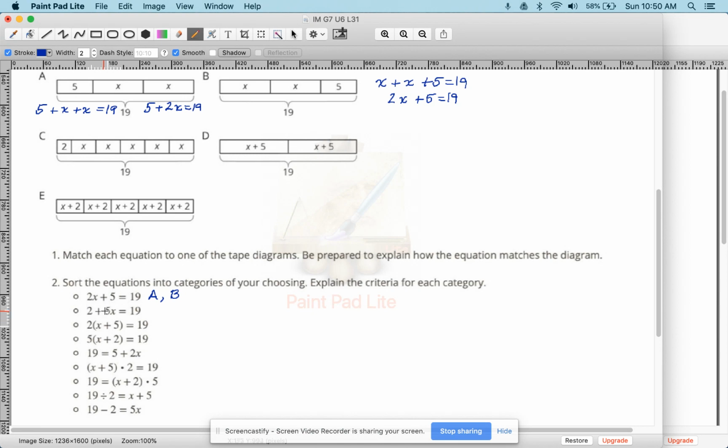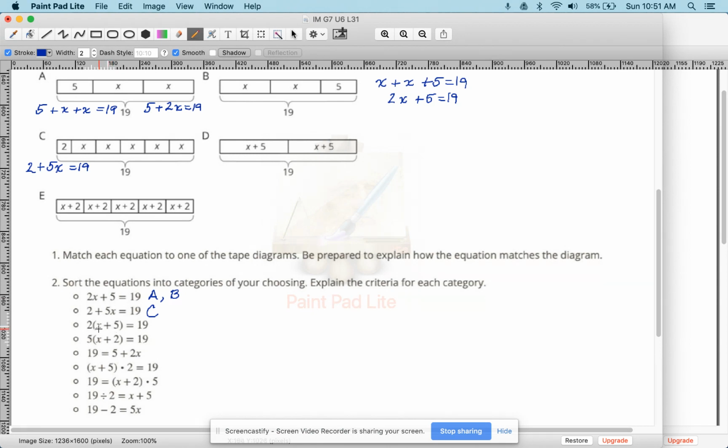We have 2 plus 5 x's. Well, I just saw that somewhere, and it looks like it was C. C has 2 by itself, and it's adding x 5 different times. So instead of x plus x plus x plus x, we will do 5 times x, and that will equal 19. So it looks like for sure C works for this one, but let's just check. D doesn't have 5 times x, and E doesn't have 5 times x because it has the 2 with every x. So that one won't work either.